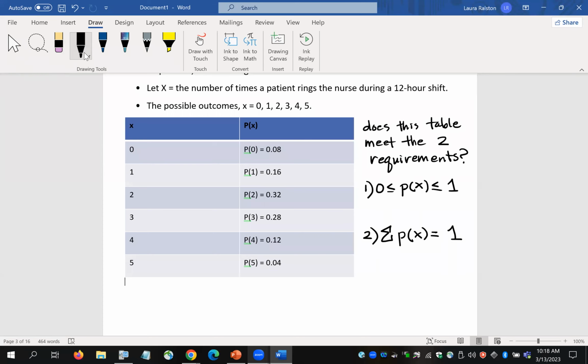So if I look at the first requirement, I can scan down the probabilities. 0.08, 0.16, 0.32, 0.28, 0.12, 0.04. All of those are values between 0 and 1. None of these values are negative. None of them are over 1. So this is met. I can check that off. All of the probabilities are between 0 and 1. You're just scanning down the column.